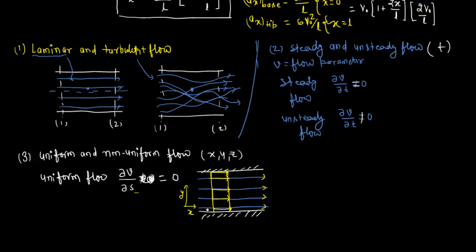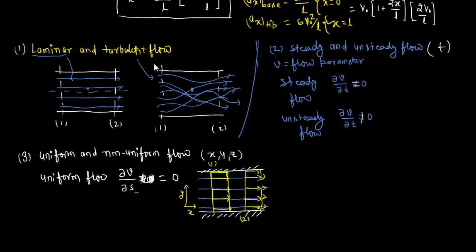So the velocity is not changing in the x direction, because if this is our station 1 and this is our station 2, when you check the velocity here, it will show the same value. So the velocity is not varying with respect to x, and not varying with respect to y. This type of flow is defined as uniform flow. But practically this is not possible.